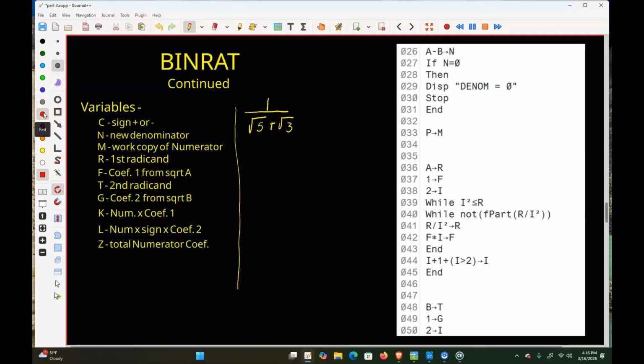Okay, so this portion here will be where I was simplifying the square root of a portion. And after I factor everything out, f is going to be my coefficient from the square root of a stuff after all my factoring is done. And then r is going to be my first radicand.